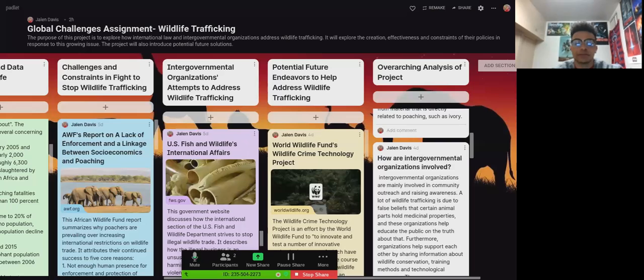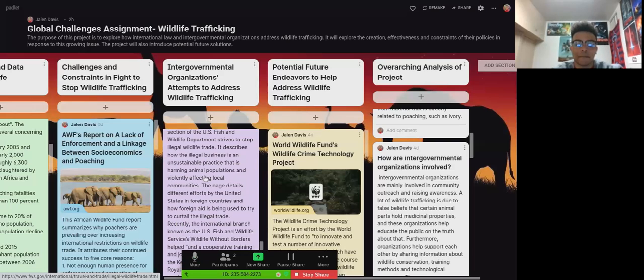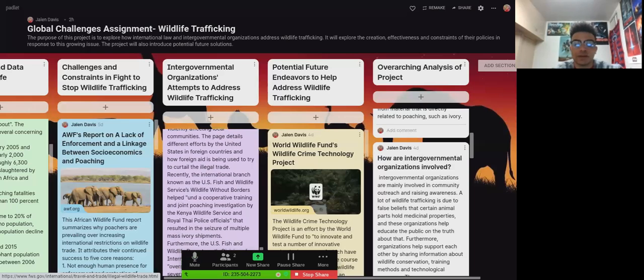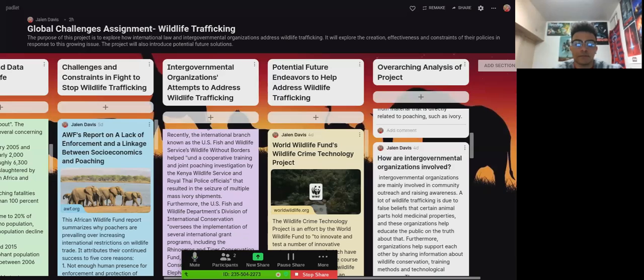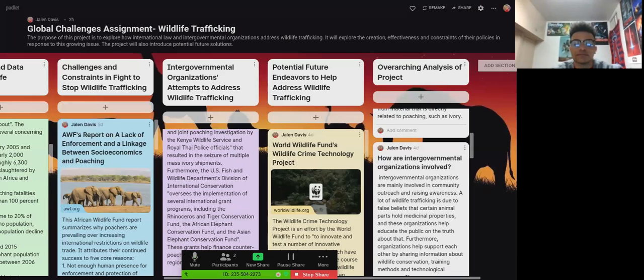The other IGO included was U.S. Fish and Wildlife's International Affairs because they have Wildlife Without Borders, which is the international arm of the U.S. Fish and Wildlife, and they've donated a considerable amount of foreign aid to the Kenya Wildlife Service and Royal Thai Police. This is important because it's resulted in actually massive seizures of ivory, and it shows that when foreign aid is used correctly, it can result in something good happening.